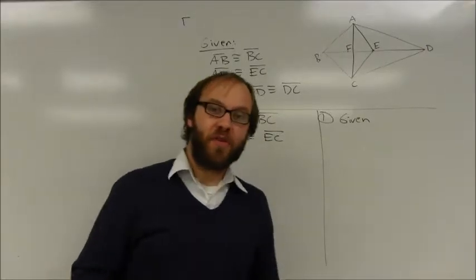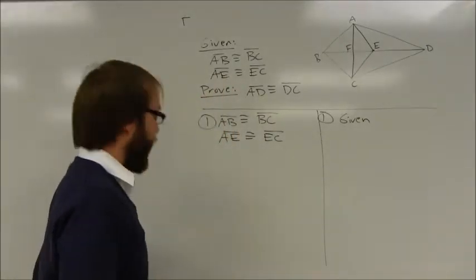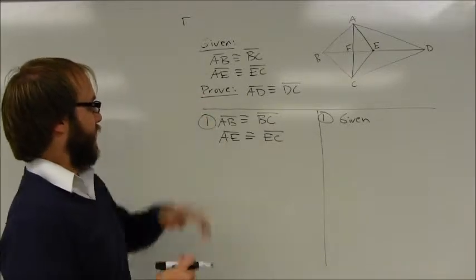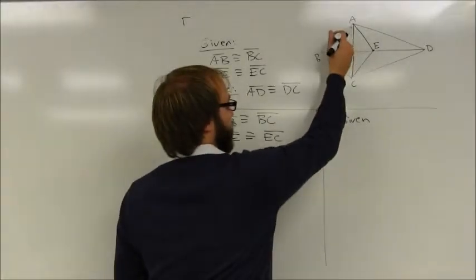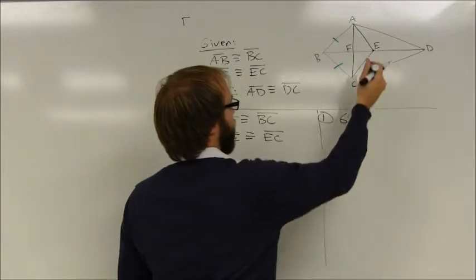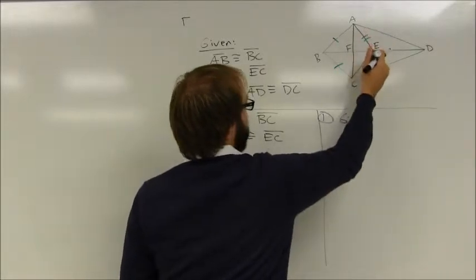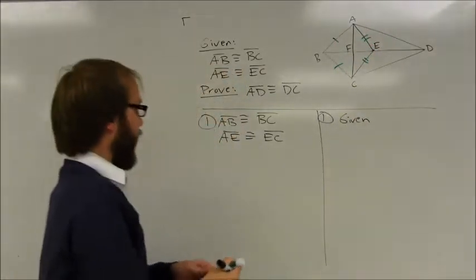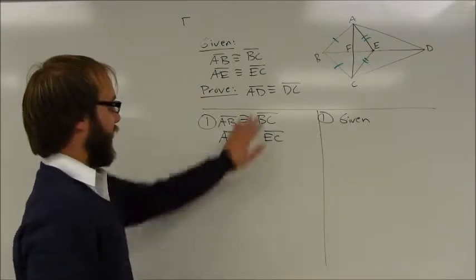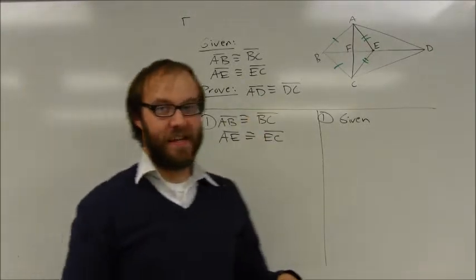This is one of my favorite proofs involving the equidistance theorem. You can see here that I'm told that AB is congruent to BC. I'm told that AE is congruent to EC. And I'm supposed to prove that AD is congruent to DC.